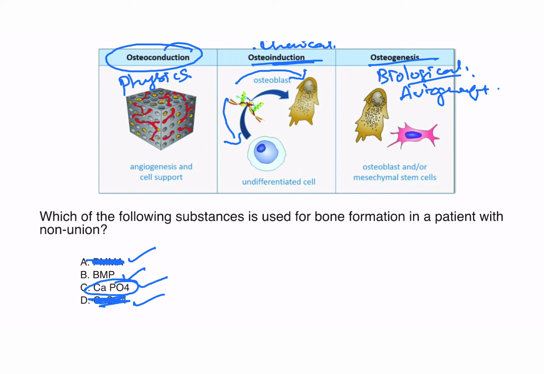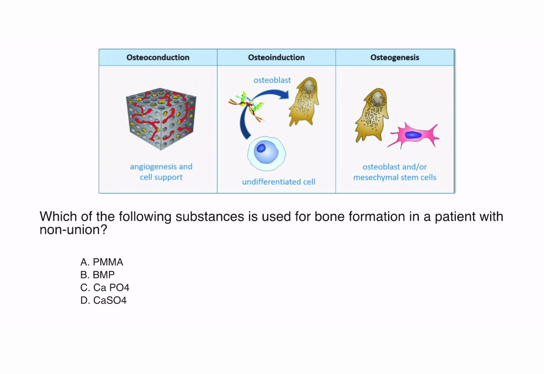And calcium phosphate might give some conduction environment there, but not induction or genesis environment. So the answer now is bone morphogenic protein. Bone morphogenic protein is something like a transforming growth factor.